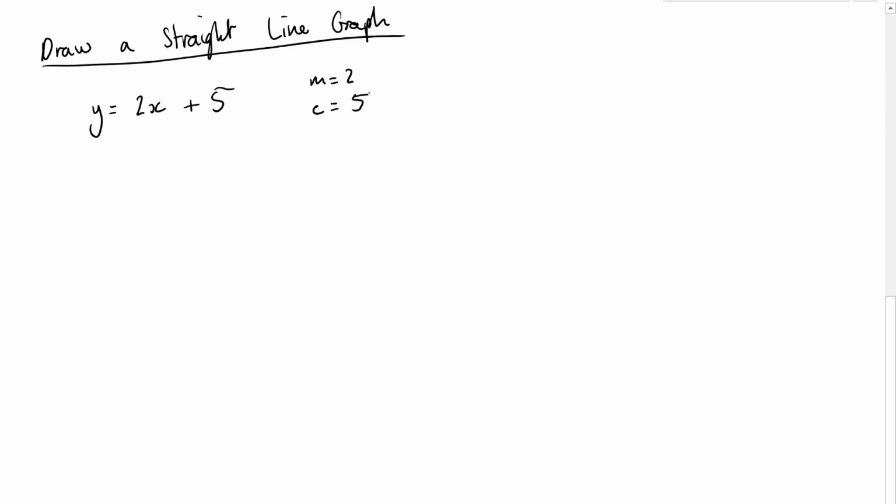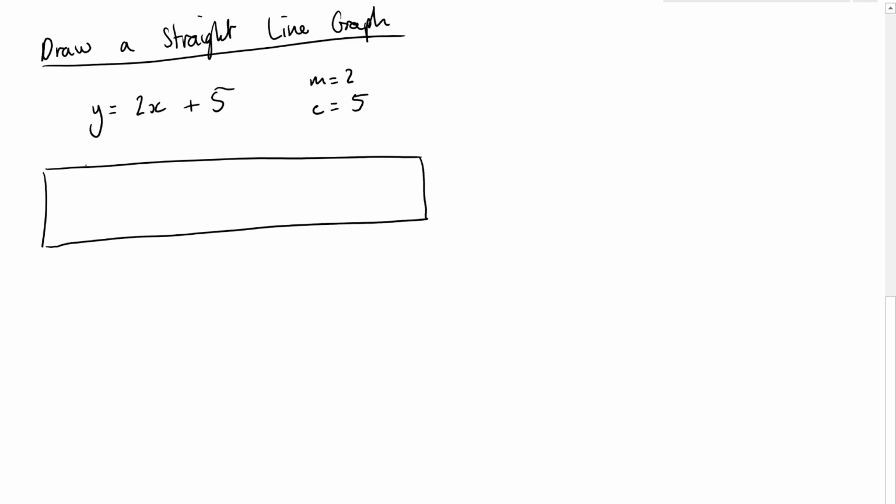Okay, so what they will usually give you, in order to make sure that you're getting and plotting the right coordinates, is a table, and your table will consist of some x values, and they will leave the y values for you to fill in. And these x values, in this case, I'm going to go from -1 all the way up to 3.